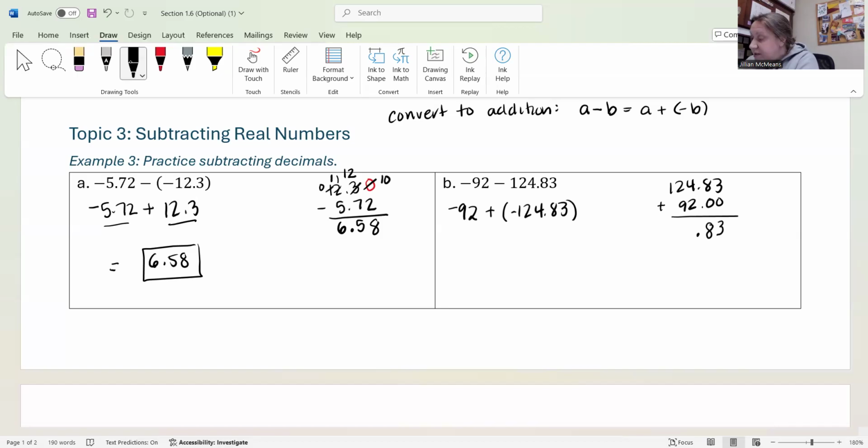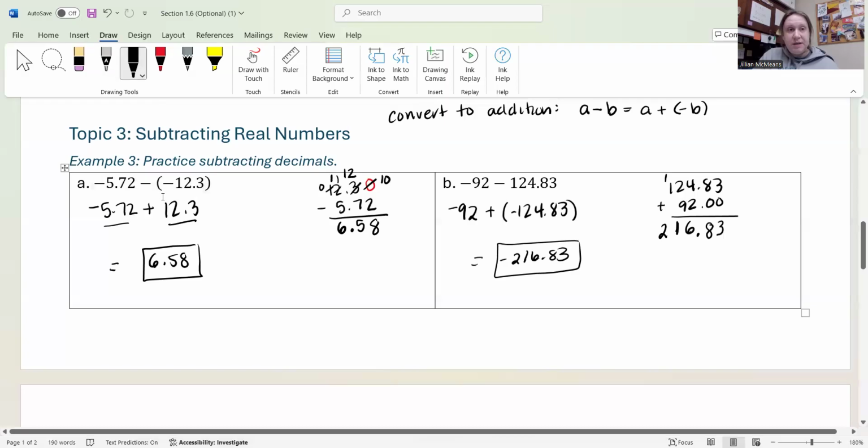4 plus 2 is 6. 9 plus 2 is 11. So I'm going to keep a 1, and then I'm going to carry the other 1. 1 plus 1 is 2. So right now I have 216.83, but is it positive or is it negative? Well, I was adding two numbers that were both negative, so that makes this negative 216.83. So adding and subtracting decimals is pretty easy. The new thing here is just dealing with that subtraction of negatives, okay?